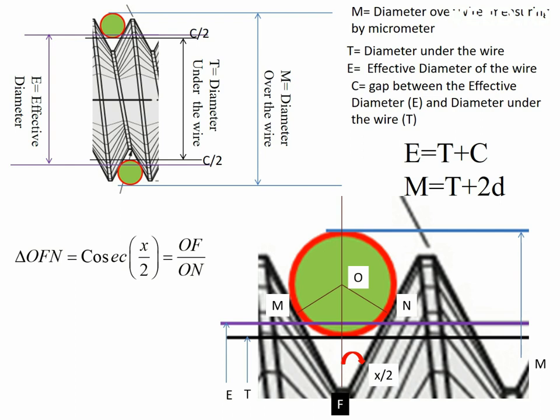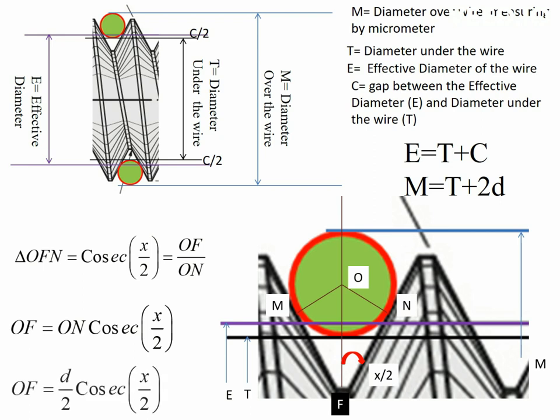Then we apply the trigonometry basics. We know that cosecant of x by 2 is OF divided by ON. So we write OF equal to ON into cosecant of x by 2. The ON value is the radius of the wire, so ON equal to D by 2. Substituting the ON value in the above equation, we get OF equal to D by 2 into cosecant of x by 2.